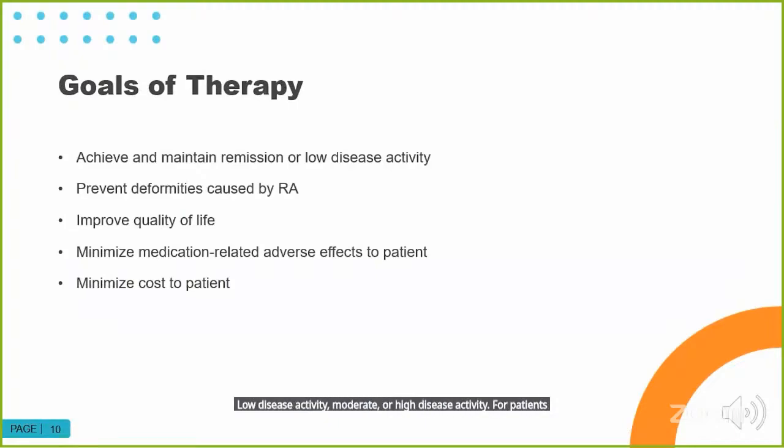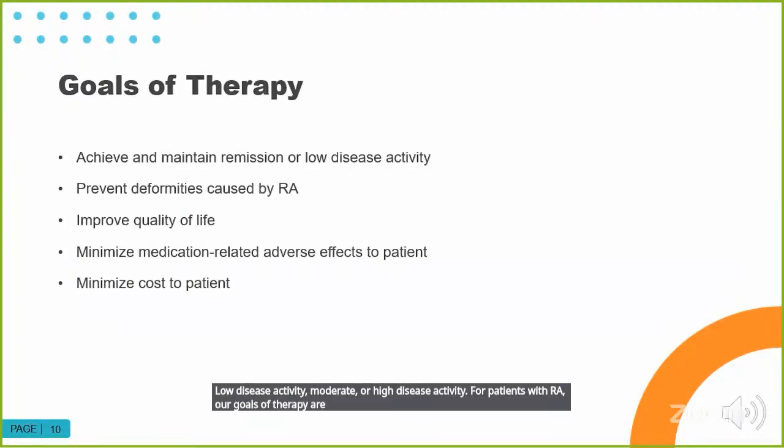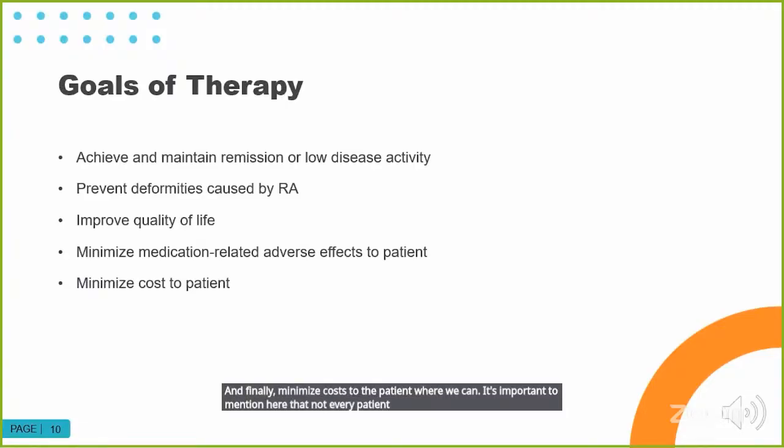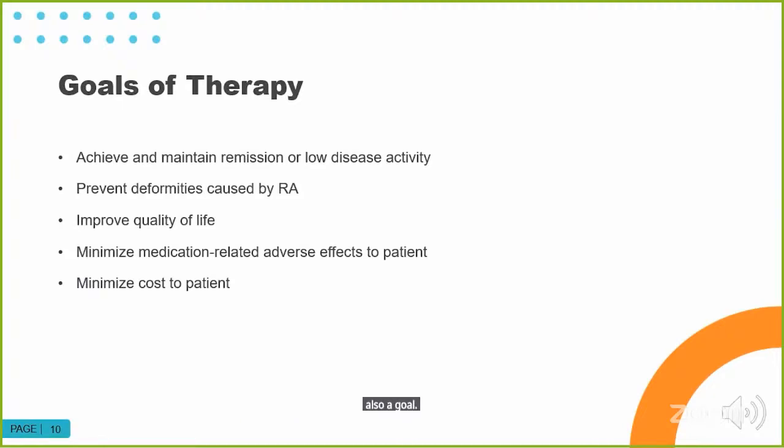For patients with RA, our goals of therapy are to achieve and maintain remission or low disease activity, prevent deformities caused by RA, improve quality of life, minimize medication-related adverse effects, and finally minimize costs to the patient where we can. It's important to mention here that not every patient with rheumatoid arthritis will be able to reach a state of remission, which is why the guidelines state that low disease activity is also a goal, especially for those patients where remission is not a feasible target for them.